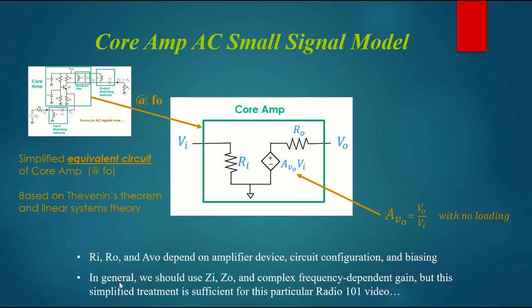The other note is that in general, this is not a perfect model because these are just resistances. And there is more complexity up here due to capacitances inside the elements. And so in general, we need to talk about Zin and Zout and a complex frequency-dependent voltage gain. But this simplified treatment is good enough for this course, but it's also good enough for actually designing real amplifiers, usually.